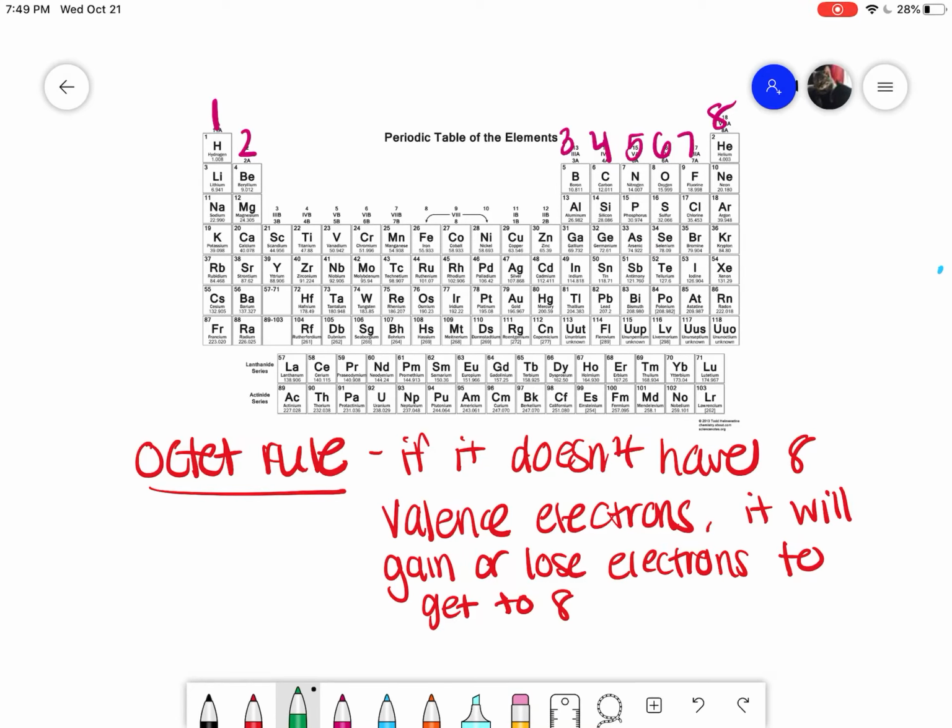Today we are going to talk more about the octet rule, valence electrons, and how we know whether or not they're going to gain or lose. And in doing so, this will get us ready for our next topic, which is bonding. So it's very important that we know whether they're going to gain or lose electrons, how many they're going to gain or lose, and what it's called when they gain or lose electrons.